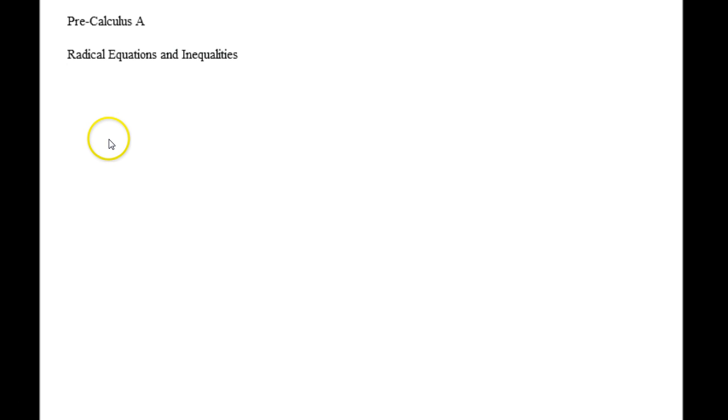Today in pre-calculus we'll be talking about radical equations and inequalities. Something as simple as solving this. Now when I put parentheses around mine, I just want you to imagine that there is an imaginary radicand going over the whole thing.